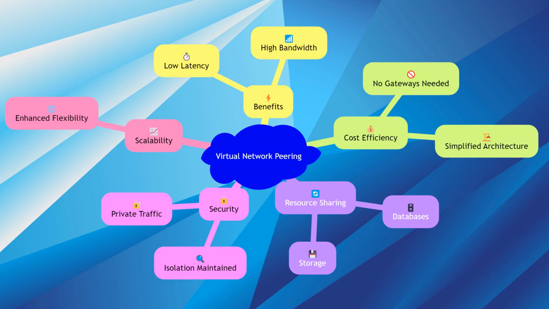Virtual network peering offers several benefits, including low latency and high bandwidth connectivity between VNets. It eliminates the need for gateways, reducing costs, and simplifying network architecture. Peering also supports resource sharing, such as databases and storage, across VNets, enhancing flexibility and scalability. Additionally, it maintains the isolation and security of each VNet, ensuring that traffic remains private and secure.